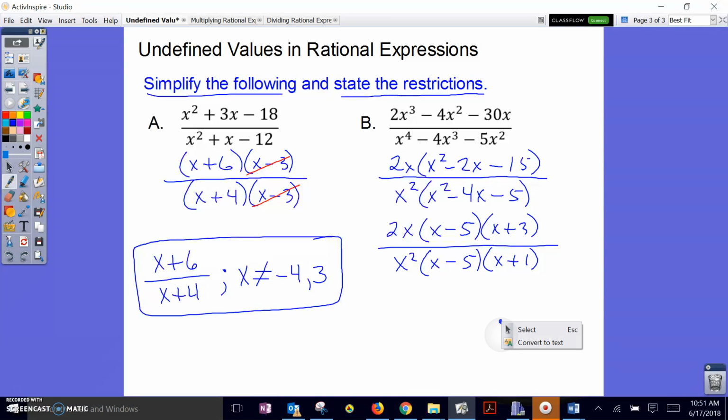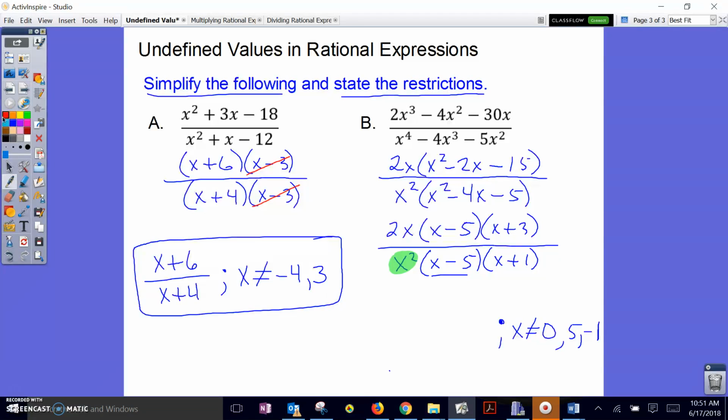You look at your denominator. What values of x make each factor equal to 0? Well, in order for x squared to be equal to 0, that would mean x equals 0. And so x can't be equal to 0. That's one of our restrictions. Positive 5 for the next factor, 3x minus 5, and negative 1. And so those are our restrictions.